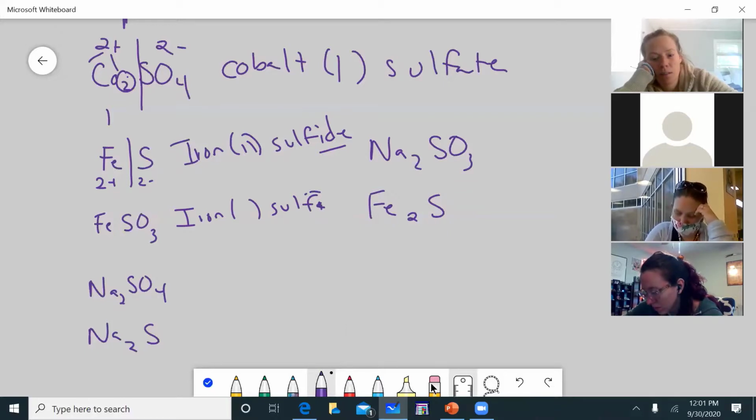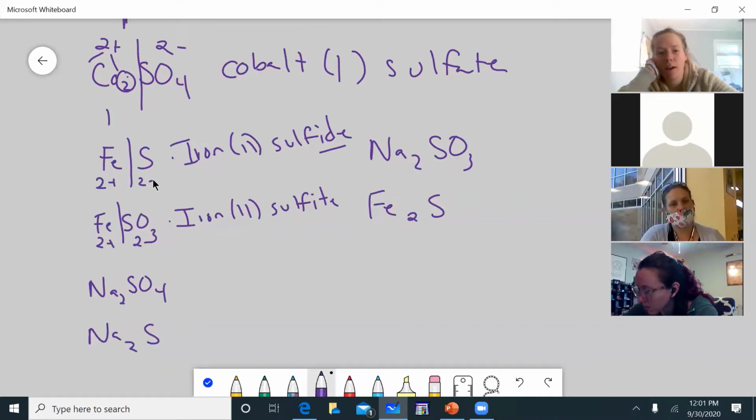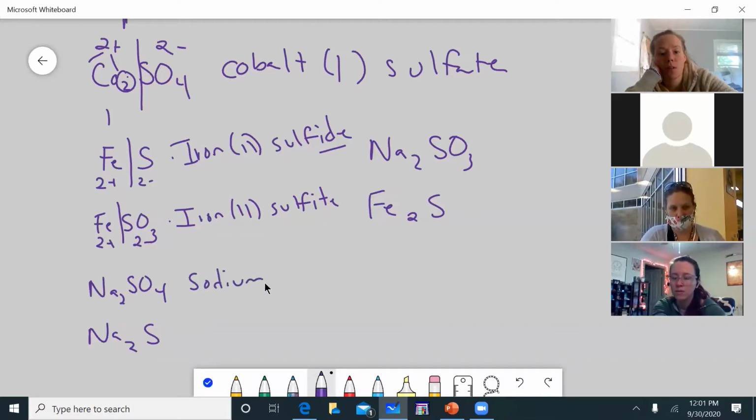ITE. This thing has a 2 minus, so this has a 2 plus as well. So this is iron(II) sulfite. So seeing that sometimes these things can sound very similar, iron(II) sulfide, iron(II) sulfite, but talking about two different things. This here is sodium, which has a predictable charge, so I don't need to write anything. And this is the sulfate ion, the sodium sulfate.